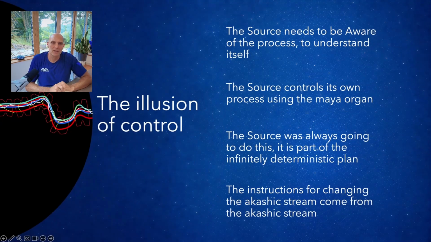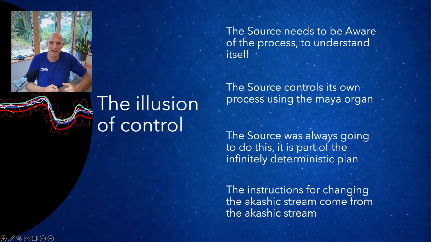The source really just needs to be aware of the process itself, because ultimately everything is predetermined. We know that already, don't we? The universe is predetermined. It's infinitely deterministic. So the source was always going to do this anyway. Looking back in the past, the source was always going to do it. So it's still predetermined. It's a bit tricky to get your head around this sometimes, that you are taking control over the flow of akasha, but you're always designed to do it anyway.